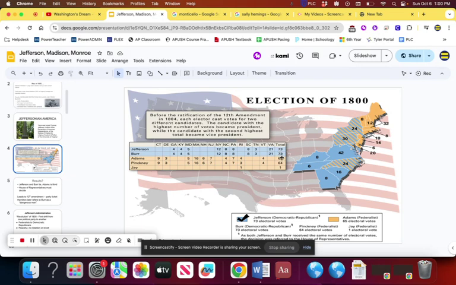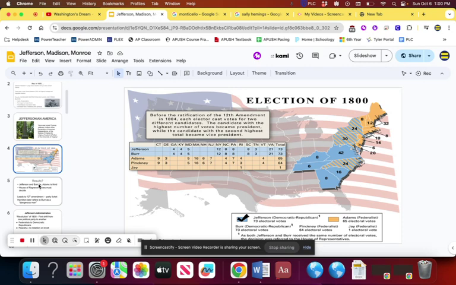If you look at the Federalists here between Adams and Pinckney, one Federalist voted for John Jay. The reason why is because the winner would become the president and the loser would become the vice president. That's how the system used to work. We changed the Electoral College, so now you run together.